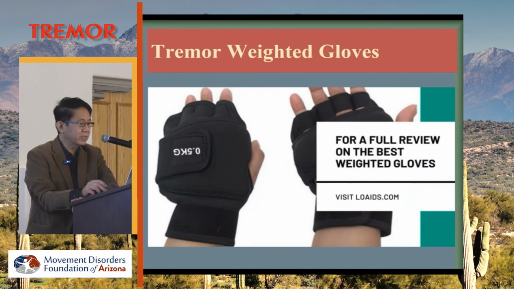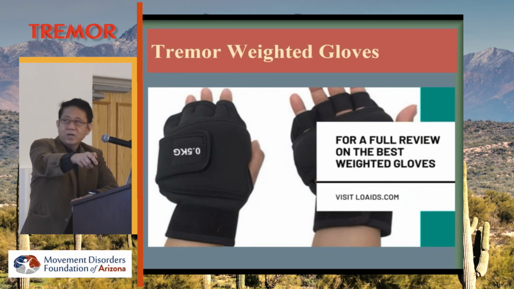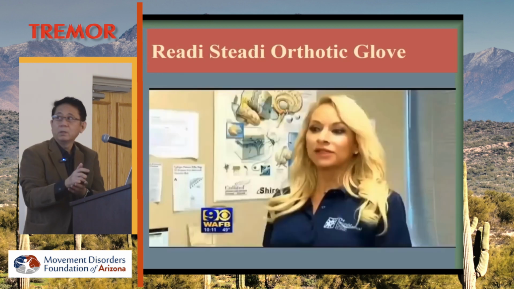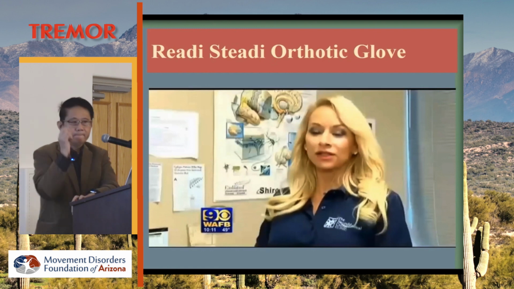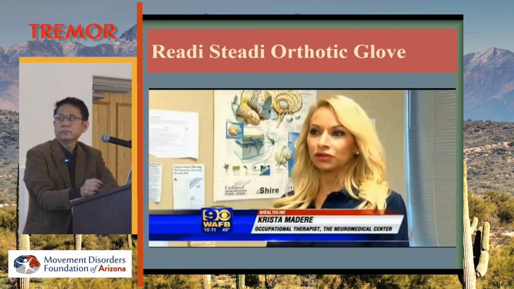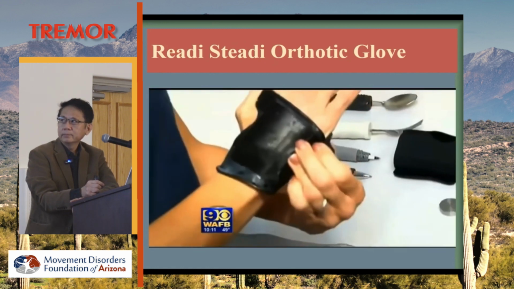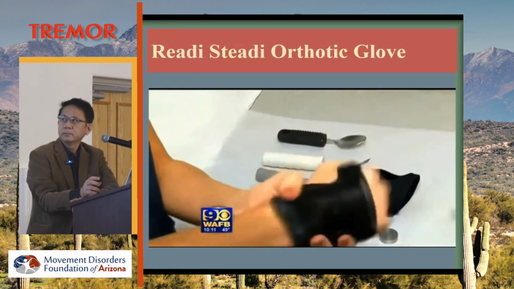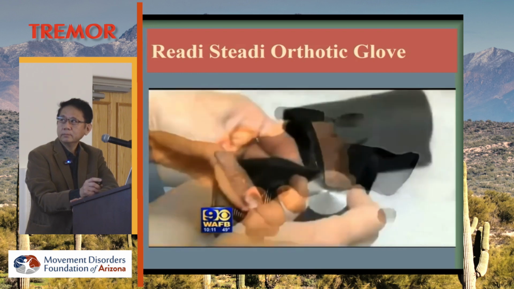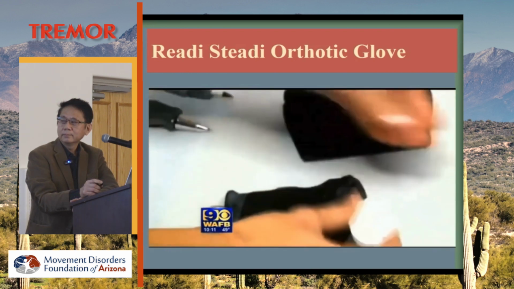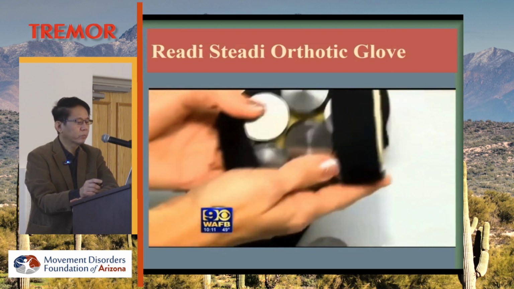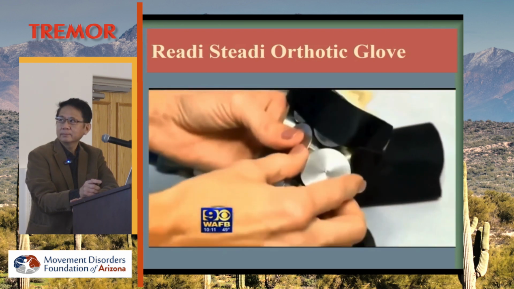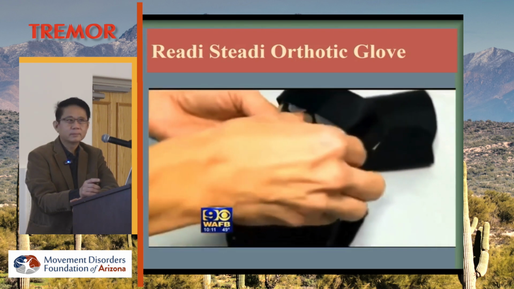For instance, there's this orthotic glove, which can be purchased online, called Ready Steady. It's custom made, moldable and fitted to the patient's hand, and does not restrict range of motion. They have full finger and full wrist range of motion. It's also easily customizable. Different amounts of non-toxic weight can be added or taken away depending on disease state, medication changes, and other factors.